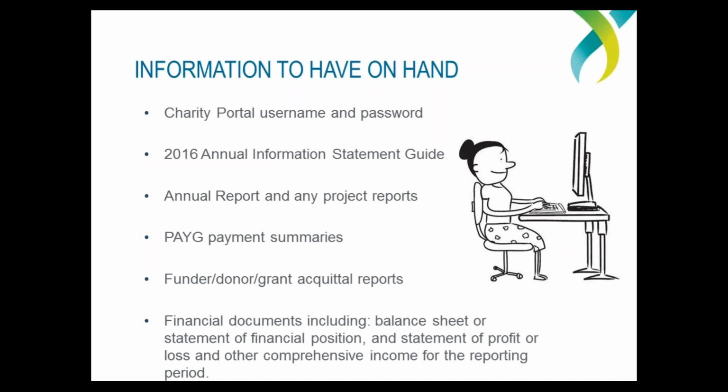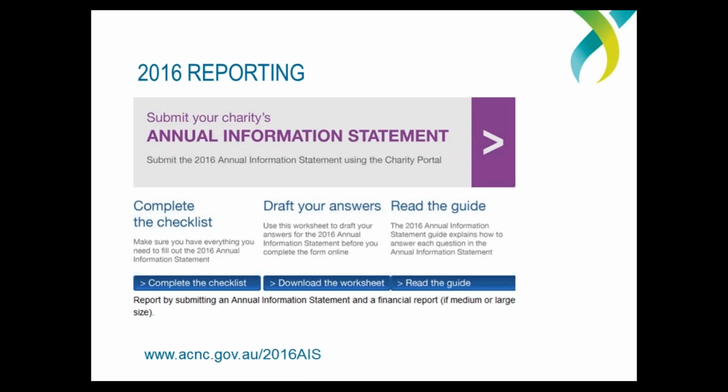Now we just mentioned the 2016 reporting page, and here it is on screen. You really can't miss the prominent link to the annual information statement, but those smaller links are all worth a look as well. On the left below the purple Submit Your AIS button, there's a useful checklist which outlines in full the information and documentation you'll need to complete your AIS.